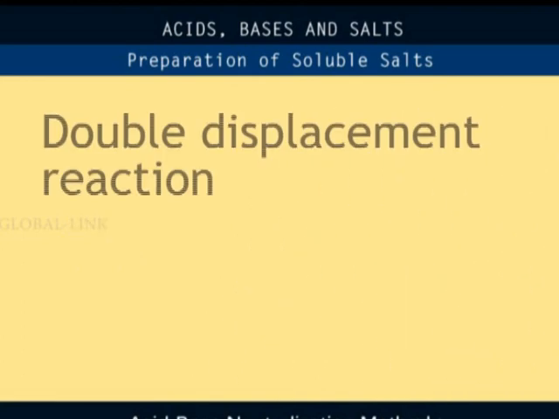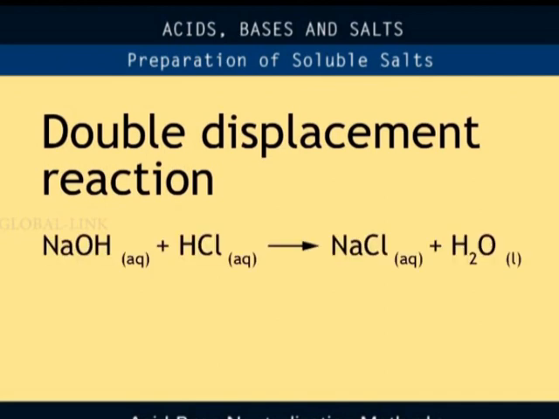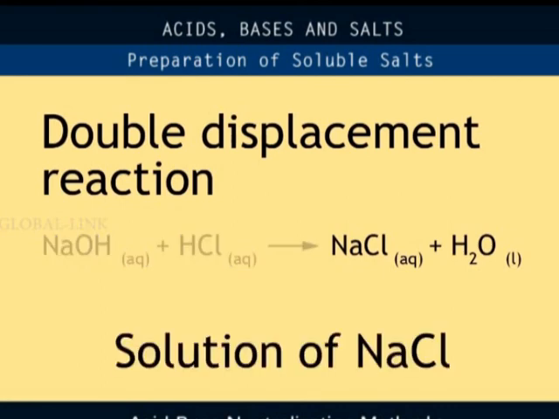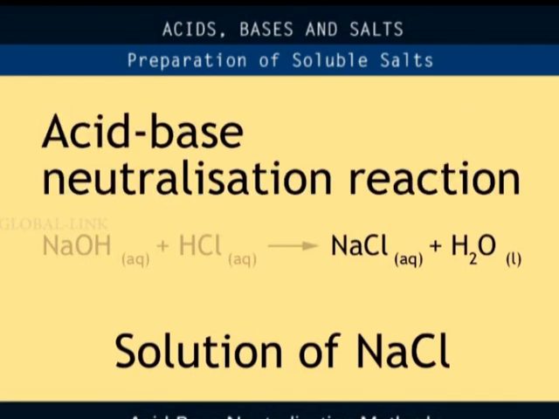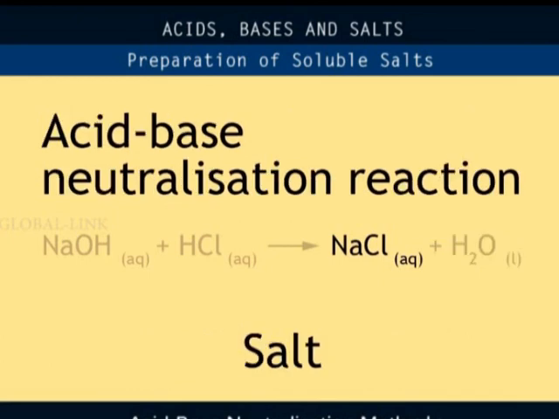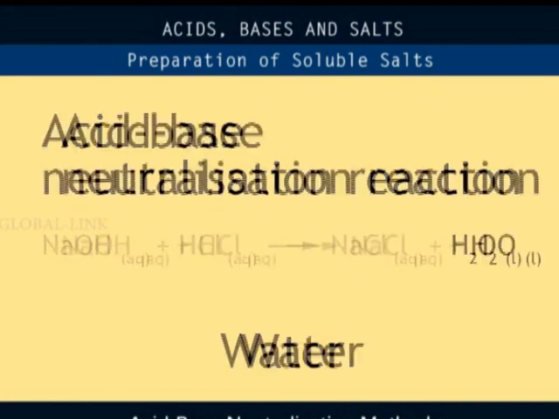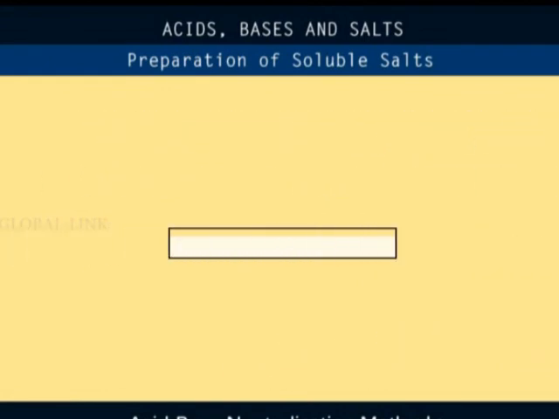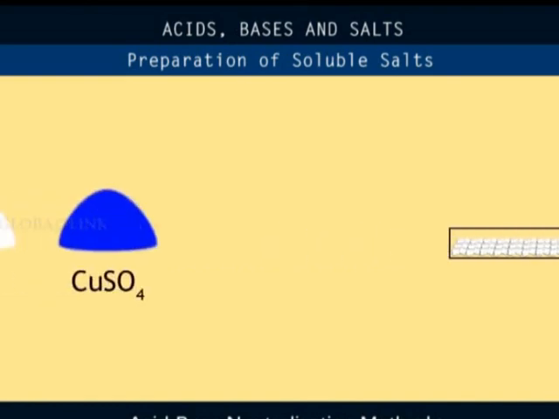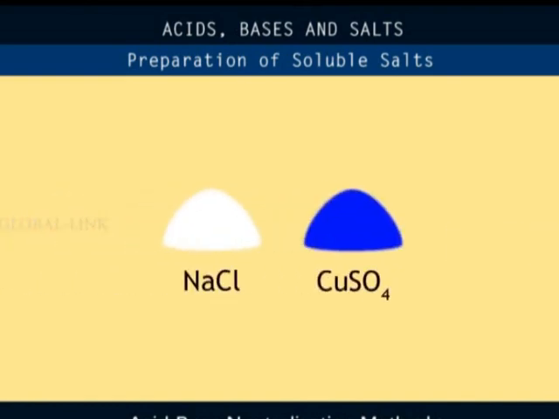This is also a double displacement reaction in which the hydrogen and sodium ions have switched. As sodium chloride is soluble in water, we get a solution of sodium chloride. This is also an acid-base neutralization reaction, yielding a salt and water. We evaporate as much water as possible and then let the sodium chloride crystallize. So there you have it, 2 soluble salts by acid-base neutralization reactions.